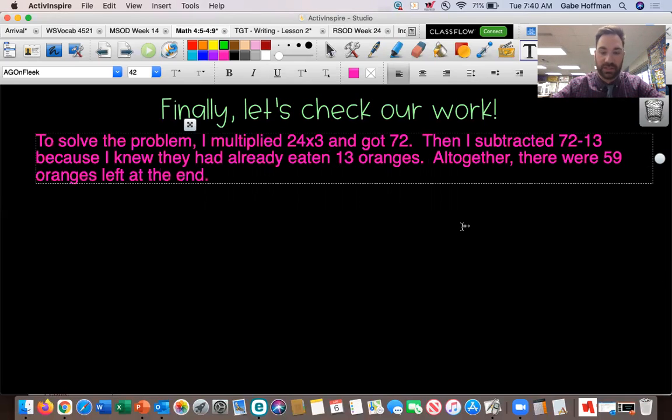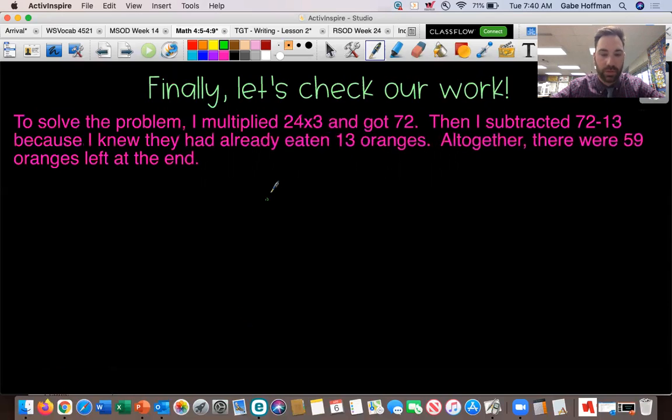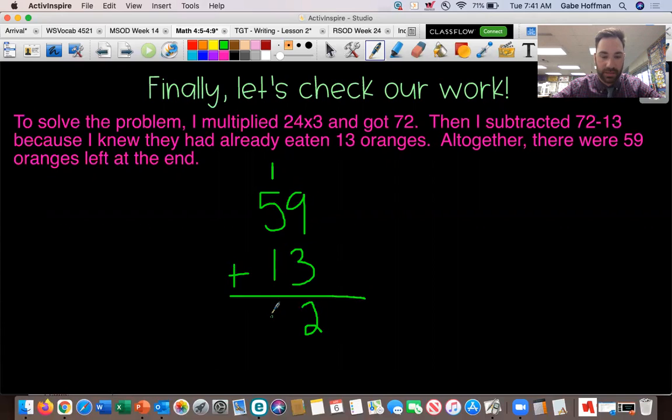Now to check my work, just to double check, I'm going to do my 59 that I came up with, and I'm going to add 13, and it should come out as 72 because that's what I got in my multiplication. So 9 plus 3 is 12. So I have 2 ones. I move my 10 up to the tens place. 5, 6, 7 tens. I get 72. So I checked. My answer is, I believe, correct.